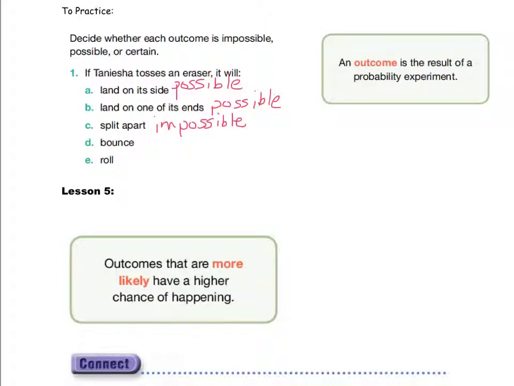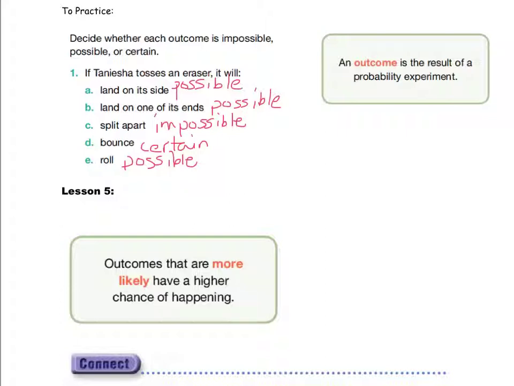That it will bounce. That's pretty certain almost, really. It's rubber. That it will roll. That's possible, I suppose. All right. So using the words impossible, possible, and certain to describe.